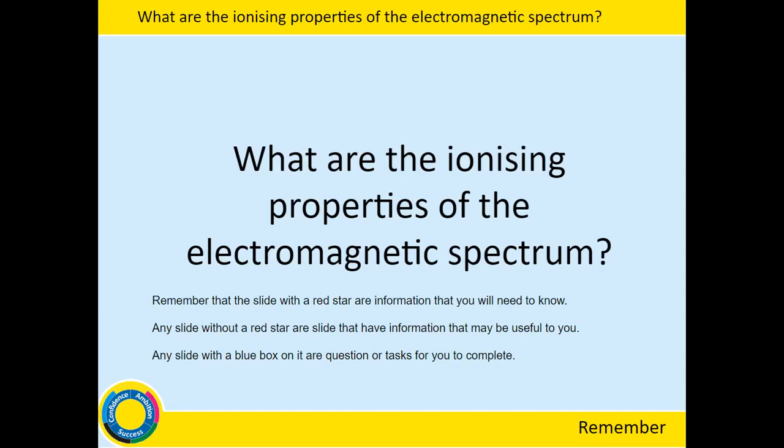Welcome back to lesson 1 of term 6. So what we're going to do is have a look at the ionizing properties of the electromagnetic spectrum. We're going to have a look at the 3 parts of the electromagnetic spectrum that will cause ionization, and also we'll find out what ionization is.